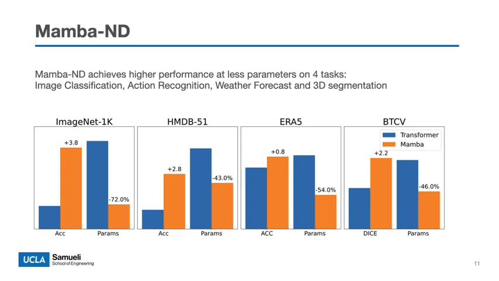Mamba-ND achieves higher performance and fewer parameters compared with the state-of-the-art transformers on 4 tasks: image classification, action recognition, weather forecast, and 3D segmentation. In each of these tasks, Mamba-ND was able to outperform transformers with significantly fewer parameters, highlighting the efficiency of our algorithms.